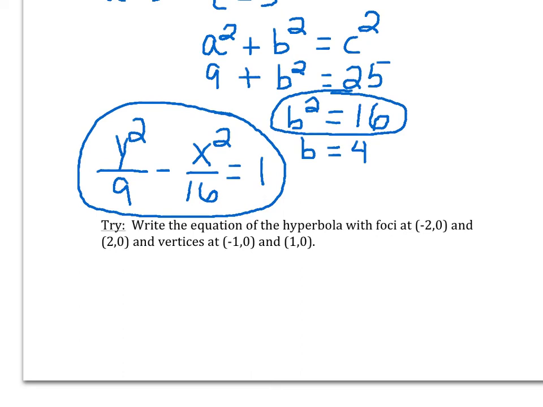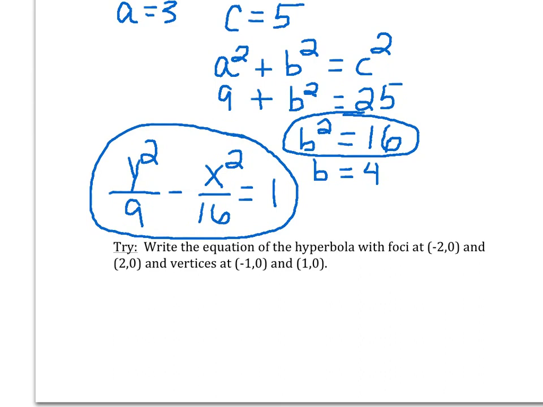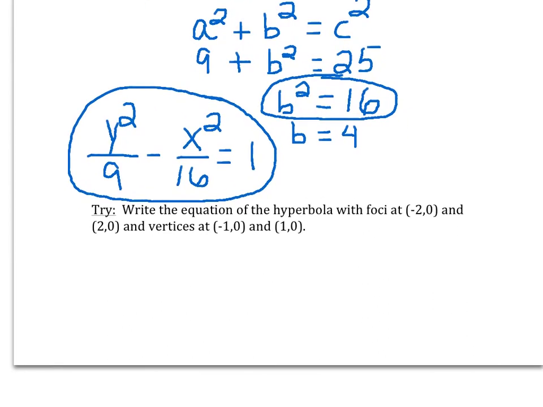All right, I'm about to write down the answer, so pause it if you don't want to see it. Okay, I'm writing down the answer. Now I'm writing down the answer. x squared minus y squared over 3 equals 1.